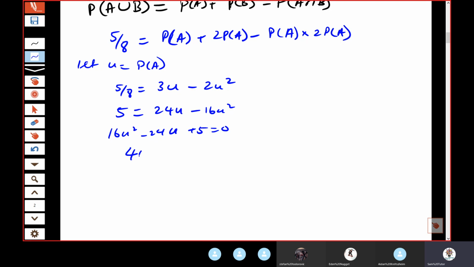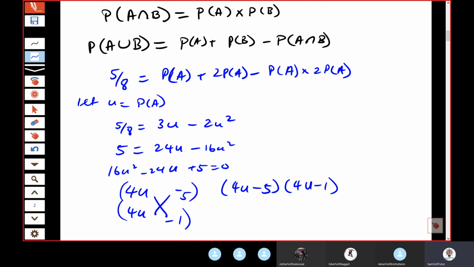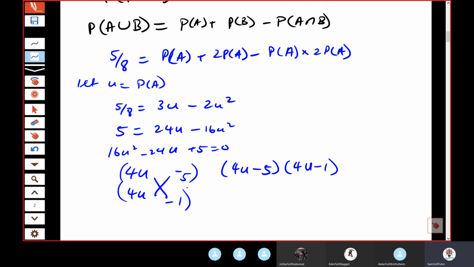Yeah, I think so. 4U and 4U, 5 and 1. Would 4 and 20 ever get you 24? Yes. Subtract, subtract. But you guys don't need to necessarily do that. I guess I'm used to knowing if the question is annoying, the quadratic's easy. If the question is easy, then the quadratic's annoying. I guess that's the way it is.